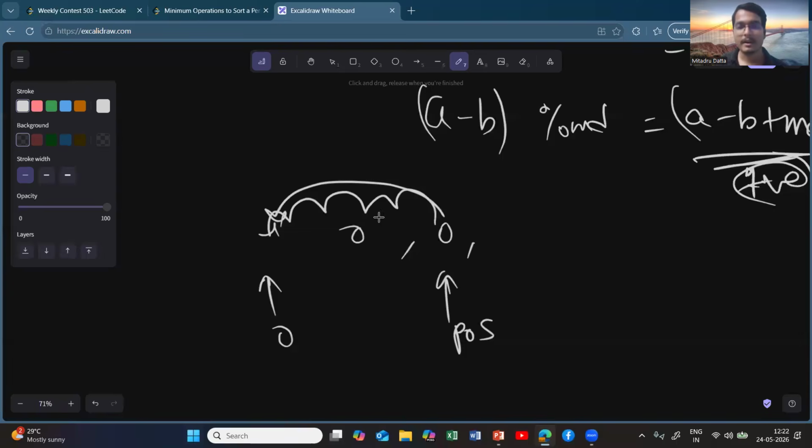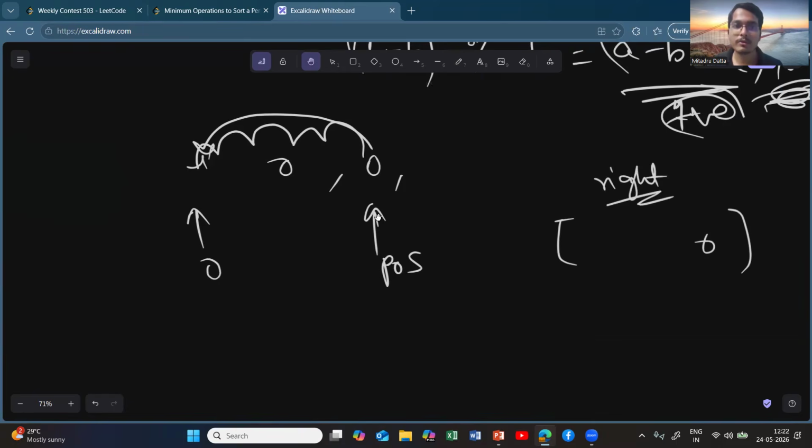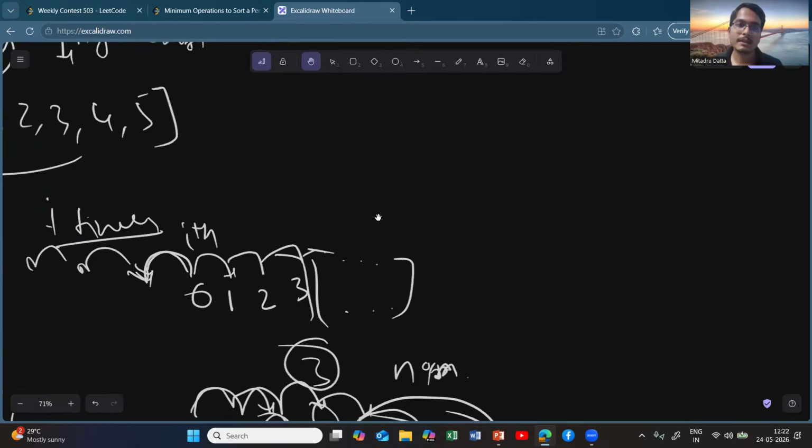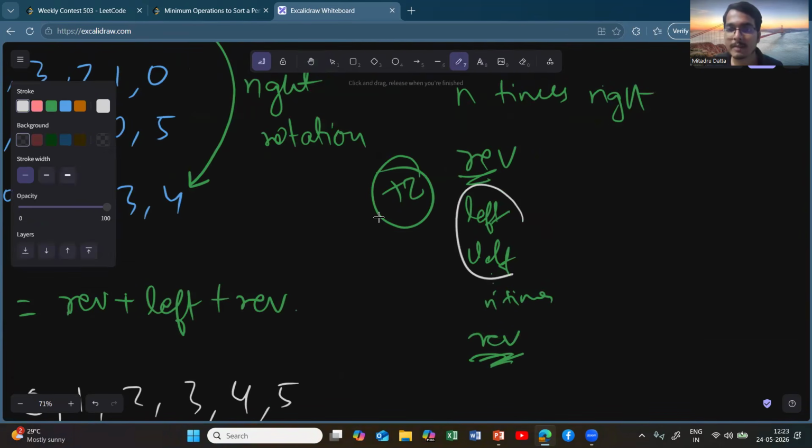Why is this? If an array has 0 present at the last, I told you how to do the right shift. The right shift, as I told you, is nothing but many left shifts plus reverse at the beginning and reverse at the end. So this means that 2 extra operations you are doing.